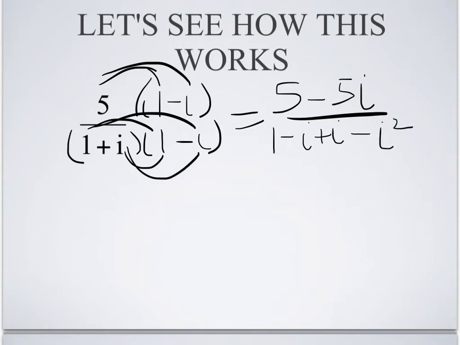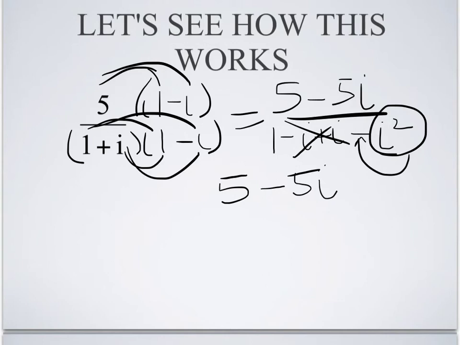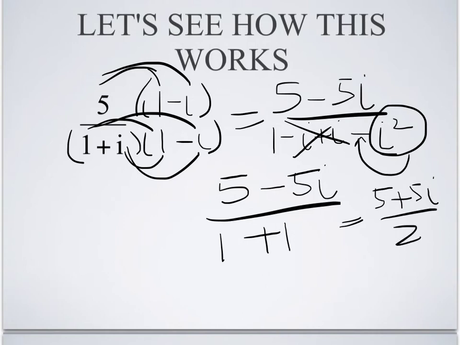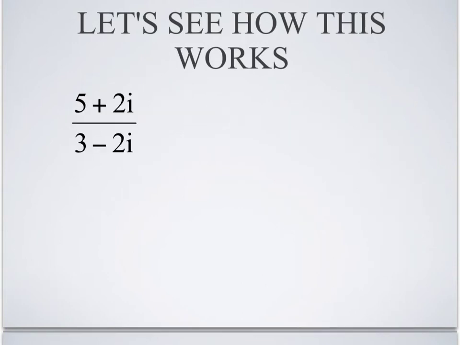and then i times negative i is negative i squared. Notice in all these, the middle cancels just like with the square root, so we don't necessarily have to write it. This i squared turns out to be positive 1, so we get 5 plus 5i, and then 1 plus 1, so that's 5 plus 5i all over 2. And those three numbers are not divisible by anything, so we leave it like that. Okay, you pause the video and try this one.